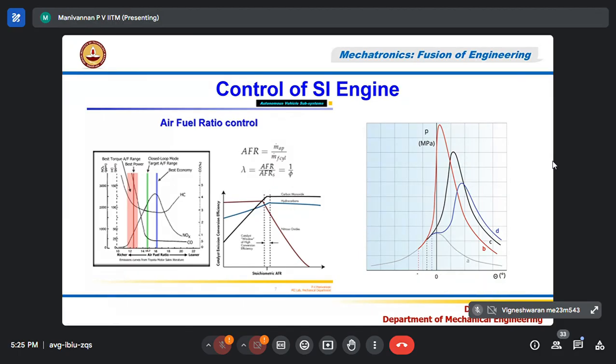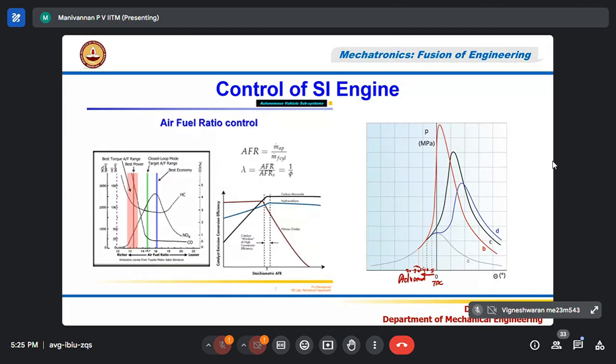Now let me show that here I gave the spark, and this is TDC. Moving towards this is called advancing. If I move my spark, giving the spark before TDC, so this is, for example, 5 degree. This is 10 degree. This is 15 degree. This is 20 degree. This is 25 degree. Correct? So I gave the spark at 20 degree.